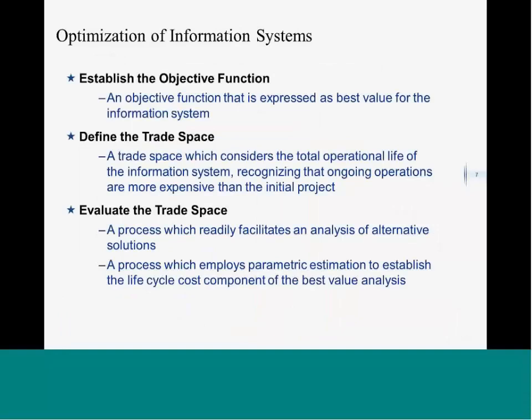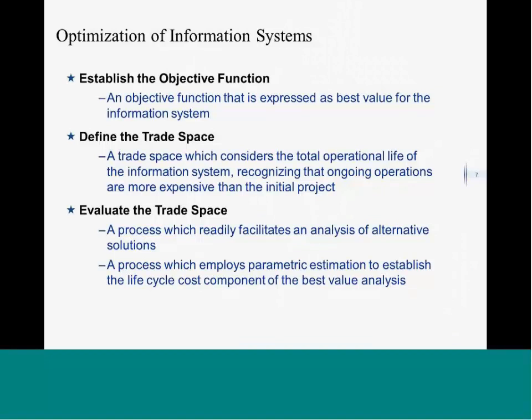Now, having defined the concepts of the enterprise information system, our lifecycle cost and best value, let's consider how we might apply the process of optimization to an enterprise information system. Now, the first step is we have to establish an objective function. This objective function is our definition of best value for the information system. The objective function provides for us the goal that we're going to seek to achieve.